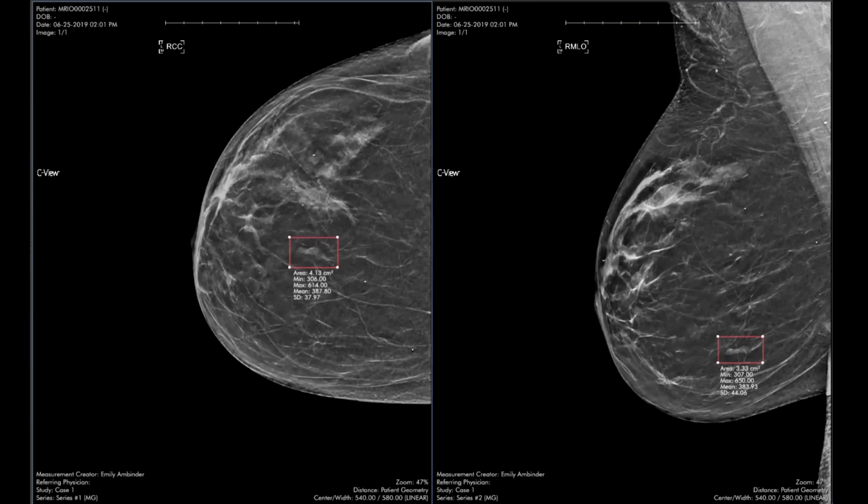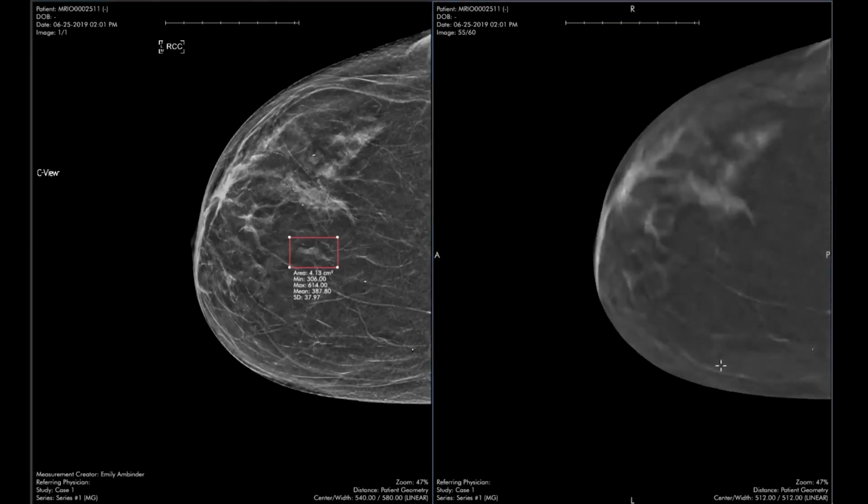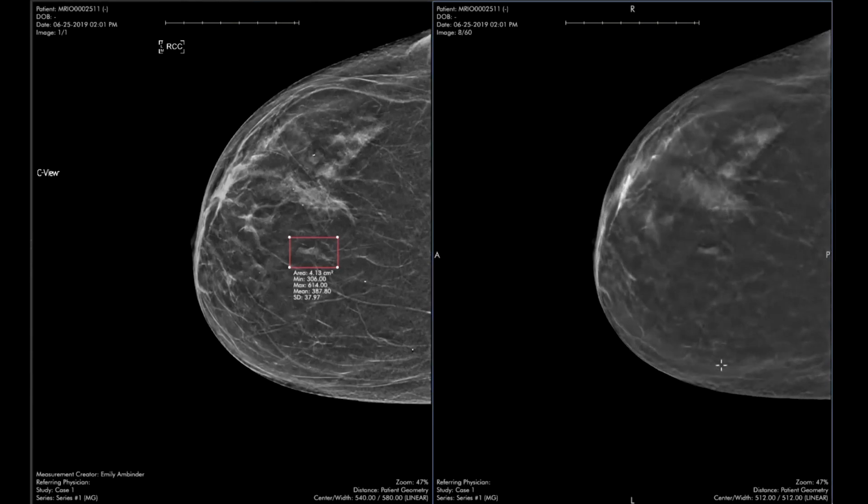I am going to show it on the tomo so you can see how it looks here. So with tomo, we're able to scroll through the finding, and this is particularly helpful with asymmetries and focal asymmetries to determine whether the finding represents overlapping breast tissue or a true finding. And as you can see, as I scroll through the finding, it does seem present on a single slice rather than overlapping fibroglandular tissue where it sort of spreads out on multiple slices. But as you can see in this slice here, I see that finding.